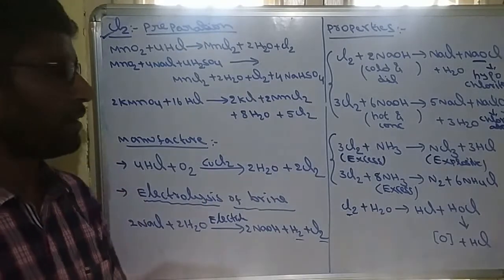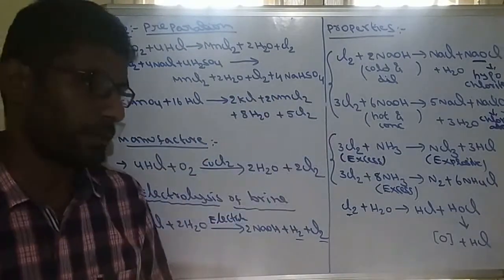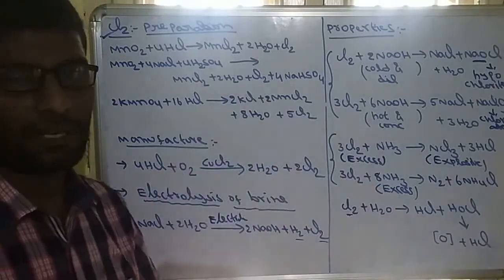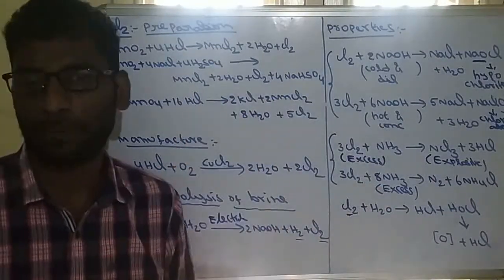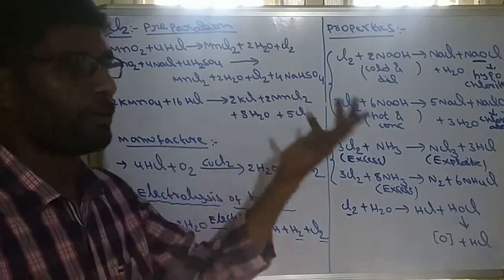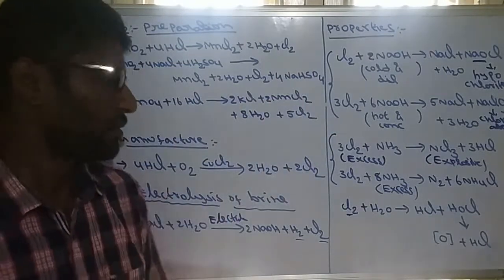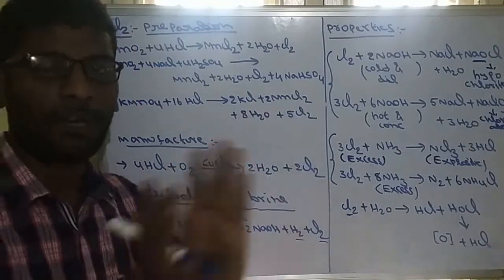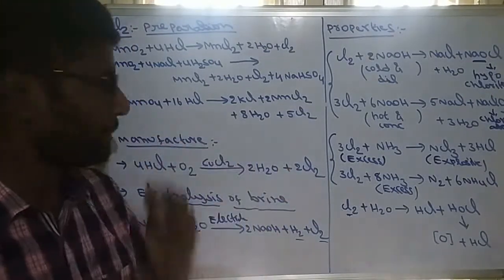And remember one thing: preparation and properties are not that important compared to the remaining parts like structures and orders. Those are the most important. In the equations, the possibility of one equation is there, so you have to practice these important equations. Whatever the possible important ones are, I am giving here.